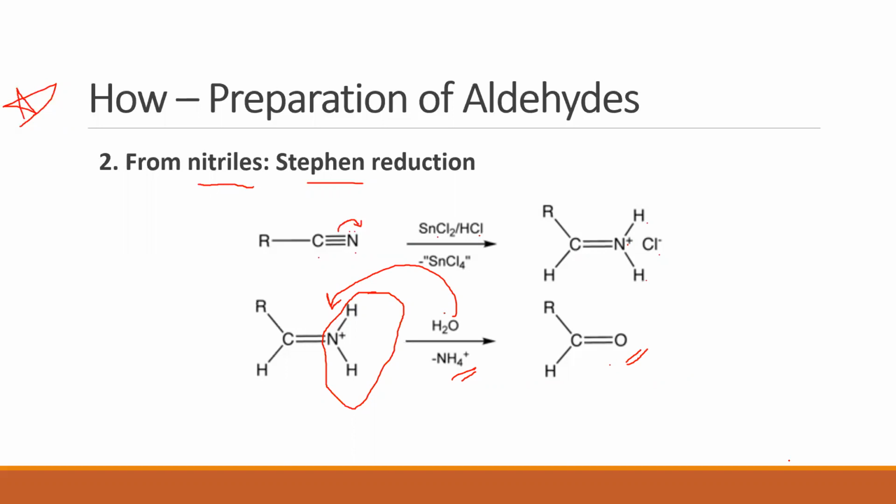This is Stephen's reduction. So let me explain this reaction once again for you. So we take a nitrile. A cyanide is called a nitrile in the IUPAC system. Now you take a nitrile and react it with tin chloride and HCl. So for Stephen's reduction, you need to remember that the reducing agent is tin chloride in the presence of HCl. In the first step, hydrogens get added to nitrogen. Hence it is called reduction. Reduction is nothing but addition of hydrogen.